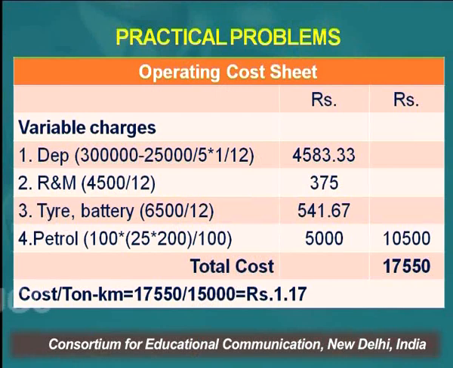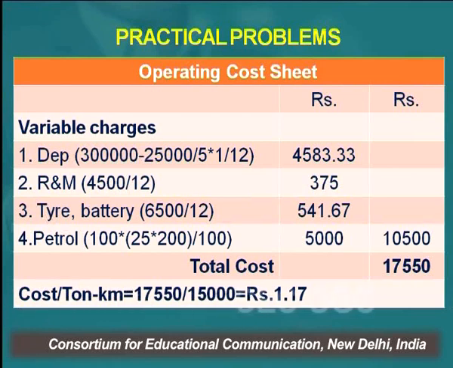Now the variable charges, depreciation. In this example you are given the scrap value, which is 25,000. The cost of the truck is 3 lakh rupees. So 3 lakh minus 25,000, that is 275,000, divided by 5, because the life of the automobile is 5 years. That gives 1 year's depreciation; divide by 12 to find 1 month's depreciation. It comes to 4,583.33, the depreciation of each month.